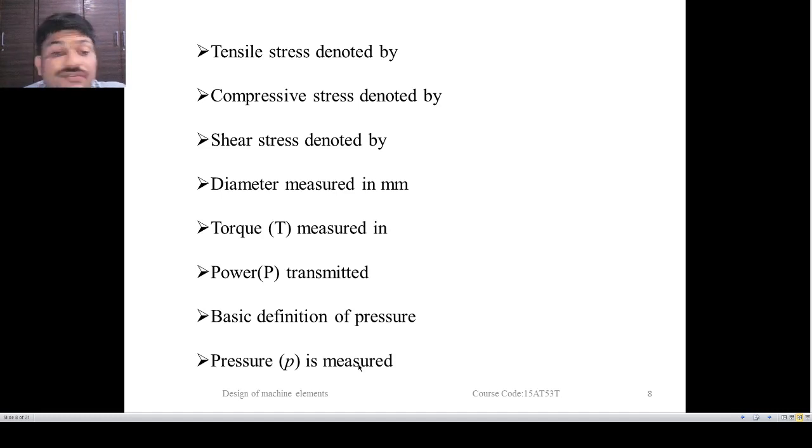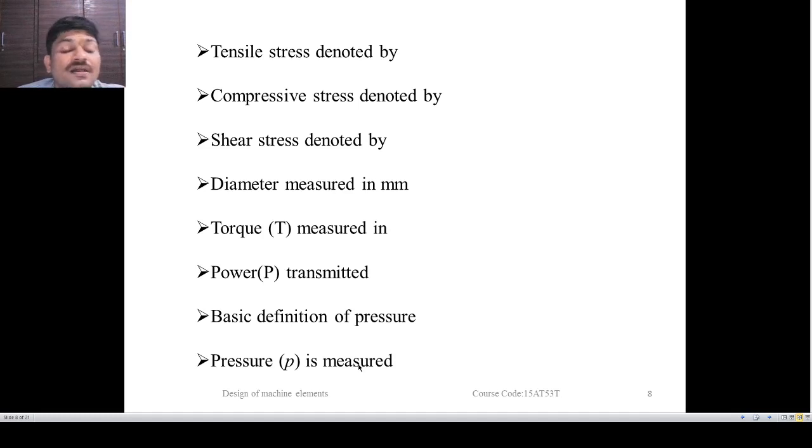As I told, by the definition, torque is nothing but force into perpendicular distance. The unit of force is Newton, and the distance we usually measure in meter. Therefore the unit of the torque we get is Newton meter. But in the case of the design of screw threads, if you want it in Newton mm, we already know the meter to mm conversion, therefore 1 Newton meter is equal to 1 into 10 raised to 3 Newton mm. So this is the unit along with its conversion.